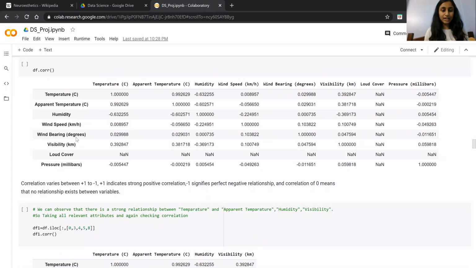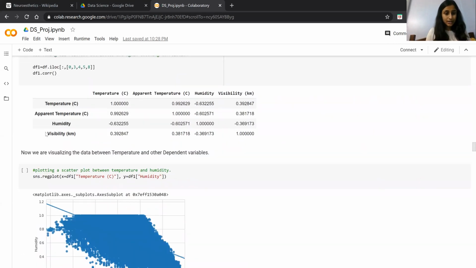Next, coming to the correlation. Correlation ranges between +1 and -1, with +1 indicating a strong positive correlation, -1 indicating a negative correlation, and 0 indicating no correlation. As we can see here, temperature and apparent temperature are highly correlated, at 0.99, almost close to 1. Apparent temperature and visibility are positively correlated, but not strongly.